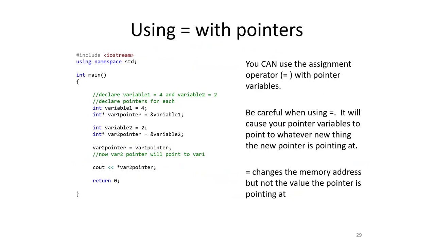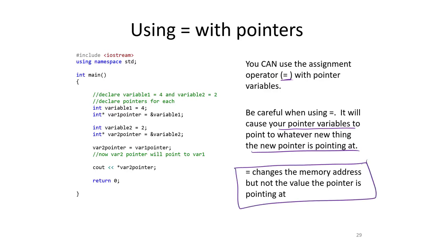So the key takeaway here is to be careful when you're using the equal sign with pointers. Remember, single equal is the assignment operator, and that's used to assign value. So you certainly can use the assignment operator, but remember, it will cause your pointer variables to point at a new location. It will change the memory address where we point, but it will not affect the value stored in the memory.